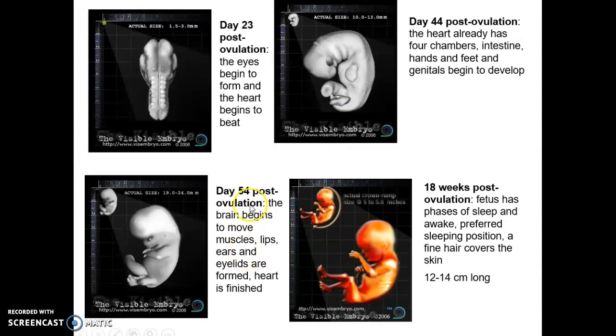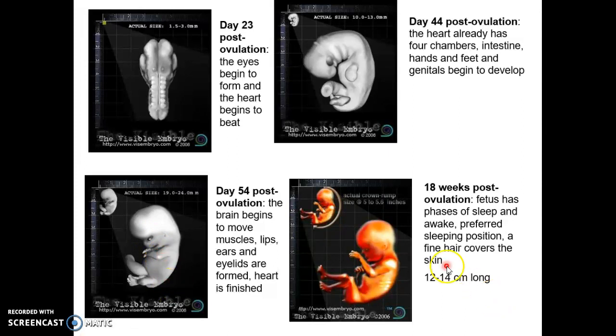Later, what happens? 54 days post-ovulation. This is a little more than 65 days of pregnancy. You are already 2 months pregnant. You don't feel anything, but in the baby, the fetus, the brain begins to move. Okay, it begins to move the muscles, the lips, the ears, the eyelids are formed, the heart is finished.